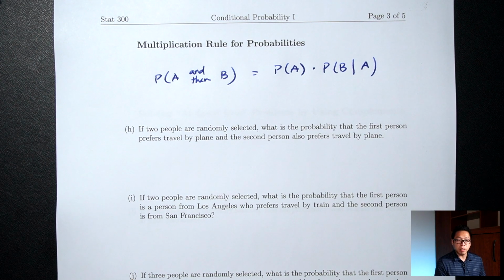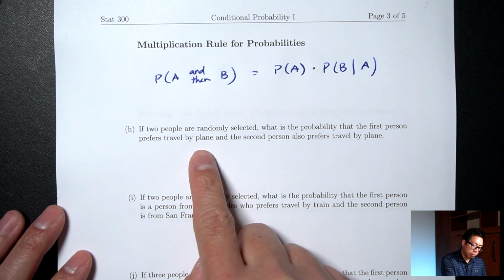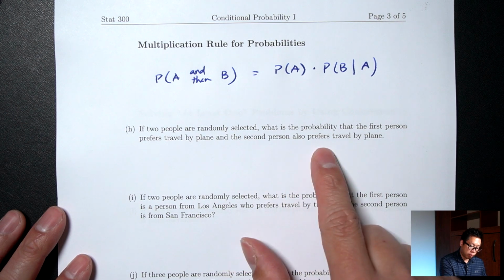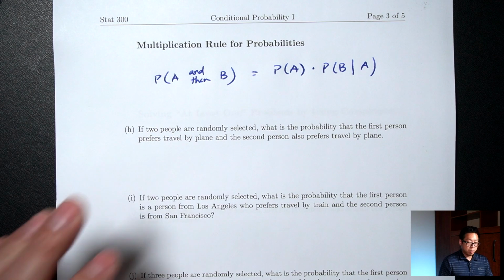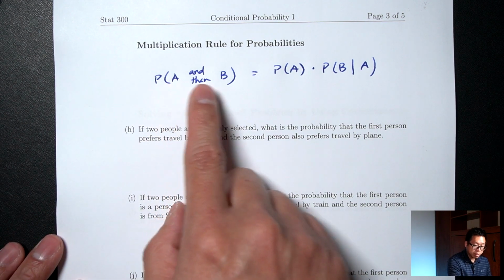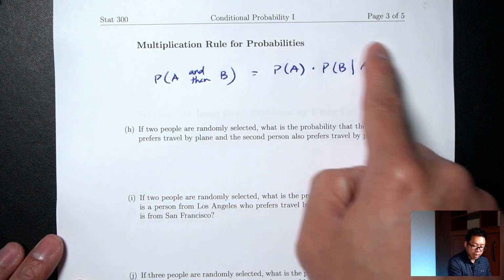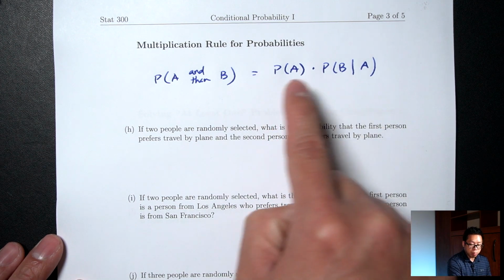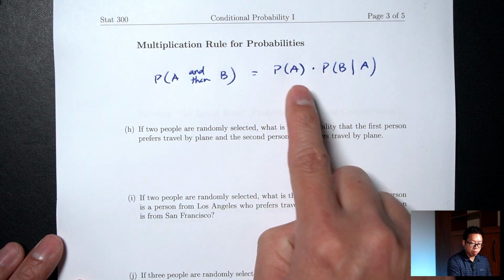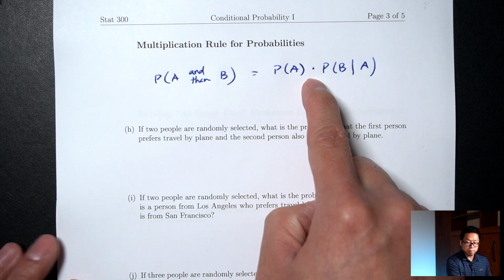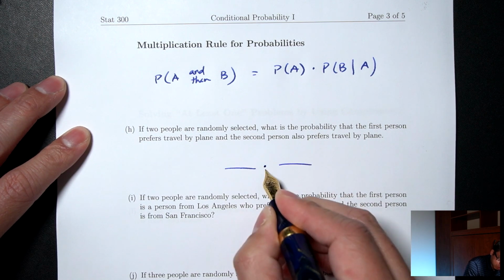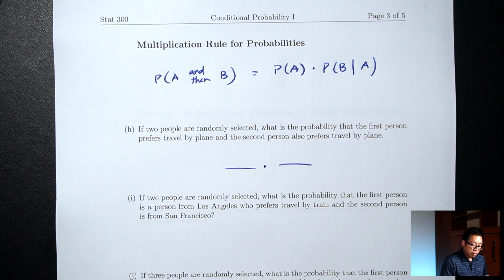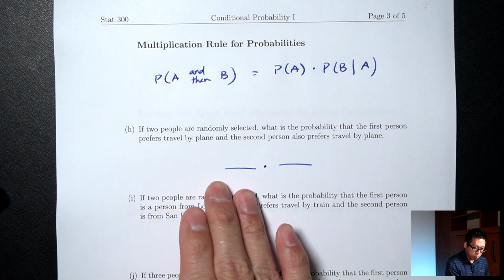Part H says if 2 people are randomly selected, what's the probability that the first person prefers travel by plane and the second person also prefers travel by plane? Talk about 2 people, so we could think of selecting the first person and then selecting the second person. And what this is saying is that the answer is going to be 2 probabilities multiplied together. So 2 fractions multiplied together.